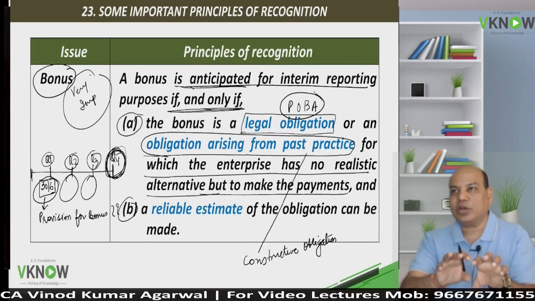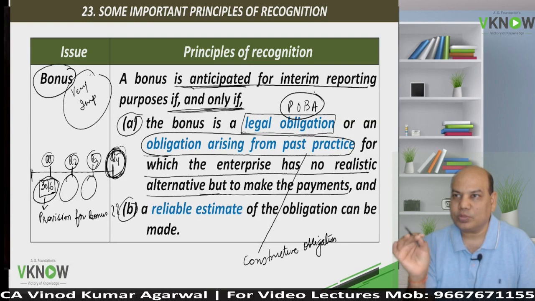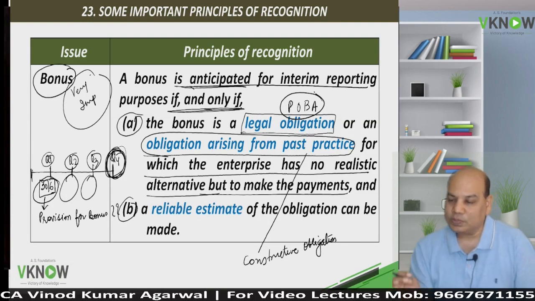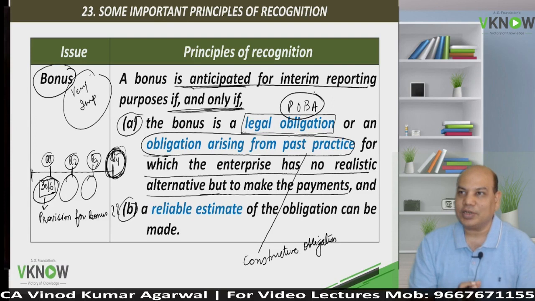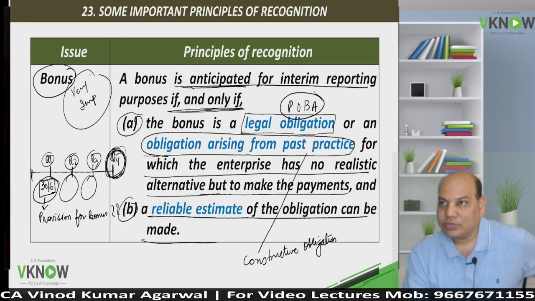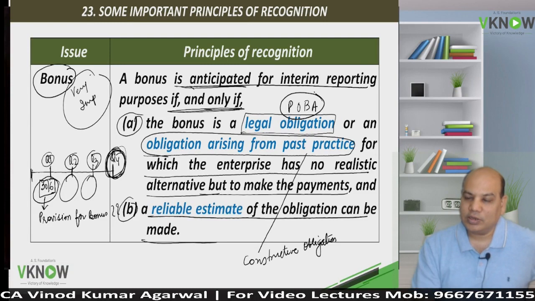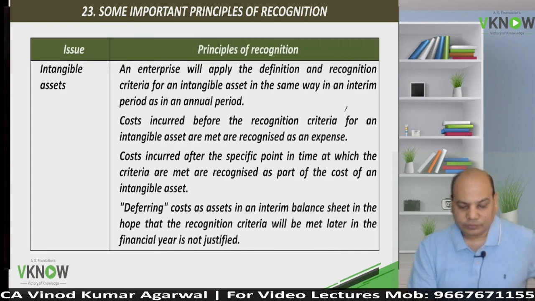Employee gets bonus for rendering services for the whole year. So in quarter 1 also he has rendered the service, so proportionate bonus should be recognized in quarter 1 also, and some proportionate bonus in quarter 2 also. And the second condition is that a reliable estimate can be made. So the summary is, provision for bonus can be made if there is a legal or constructive obligation, and if a reliable estimate can be made, then proportionate provision for bonus can be made in the earlier quarters.